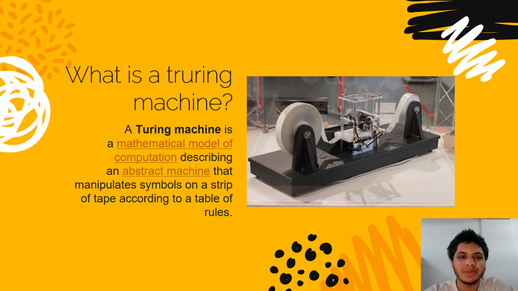What is a Turing machine? A Turing machine is a mathematical model of computation describing an abstract machine that manipulates symbols on a strip of tape according to a table of rules. Despite the model's simplicity, it is capable of implementing any computer algorithm. Look at this picture. This is a physical Turing machine model. A true machine would have unlimited tape on both sides. However, physical models can only have a finite amount of tape.